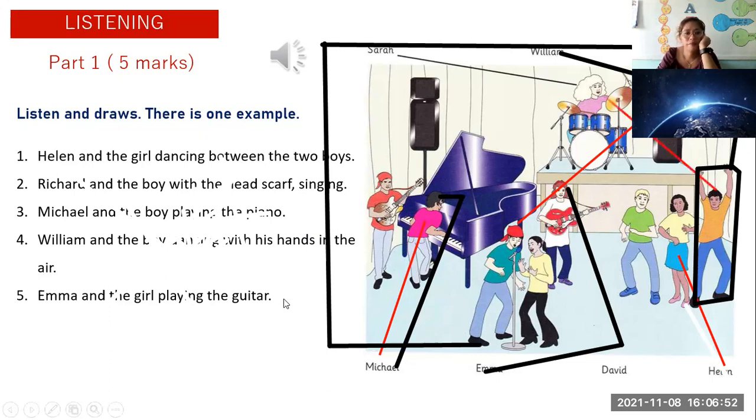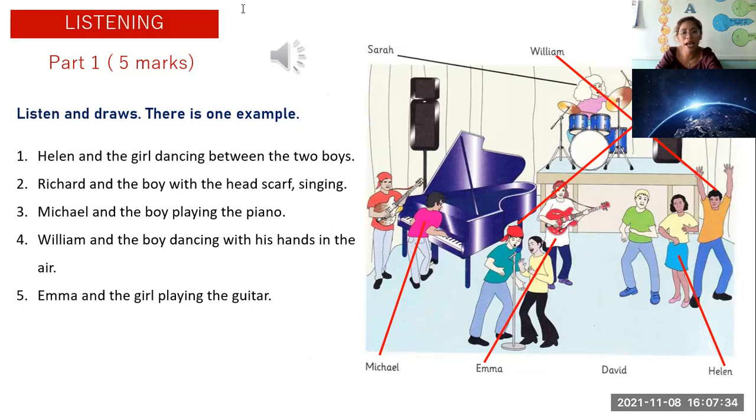And that's for William. What do you think William is doing in the picture? I think he is dancing. He is with the hand above his head. Dancing, teacher Anne. Okay, another one, Emma. Where is Emma? Emma is playing the guitar. And next, where is? Okay, very good. Wow, you got perfect 5/5. Yes, great job, Ben. Wow, I am so amazed. 5/5.